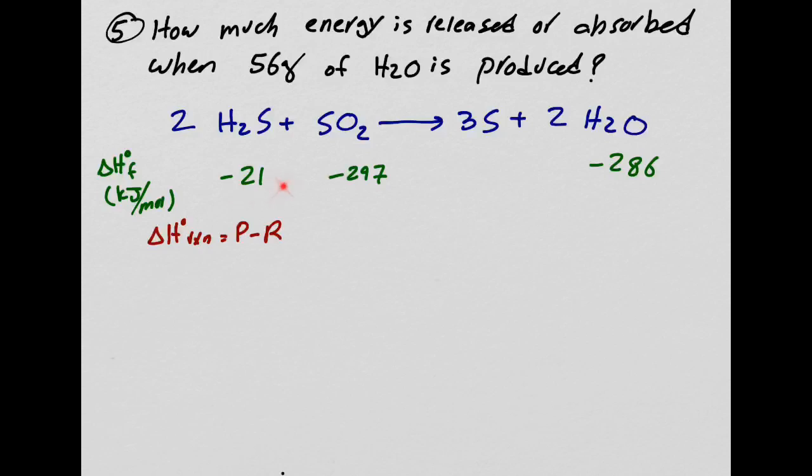I give you all the delta H of formation, that's the energy change you need to make something from its elemental form. But I did not give you the delta H of formation for sulfur. Why is that? That's because that's how sulfur exists in nature, right? So it would be 0. Okay, we have the delta H of formation. Products minus reactants would give the delta H of the reaction. Let's do that.